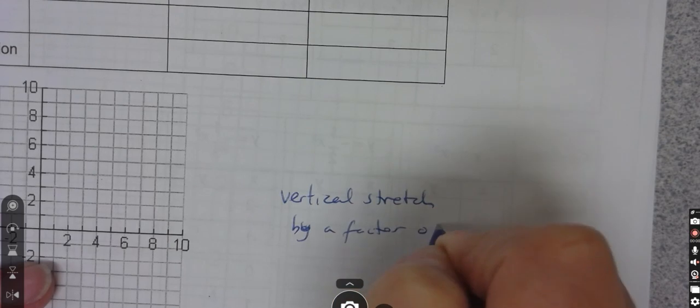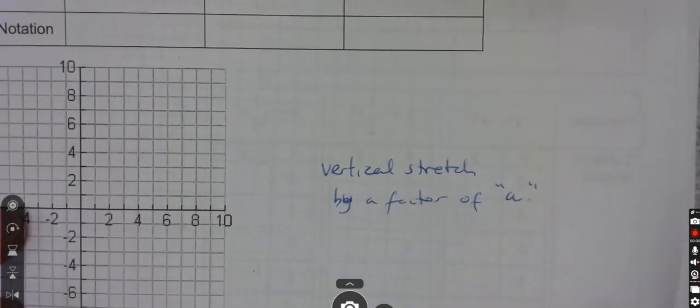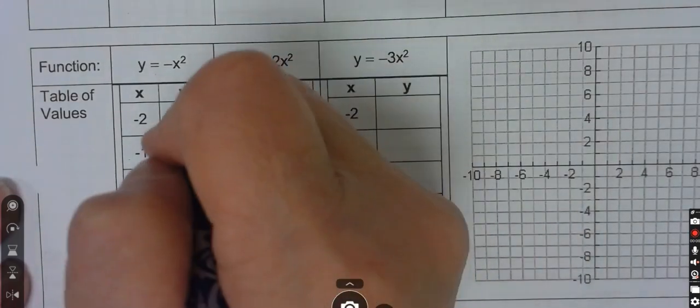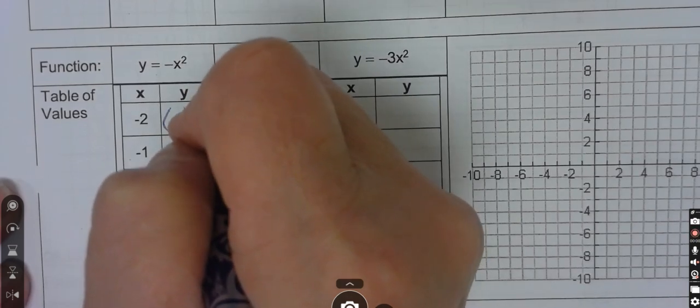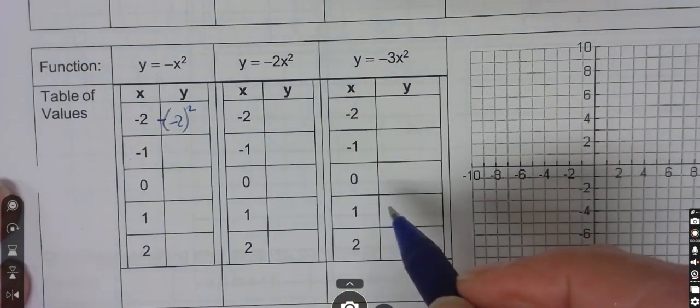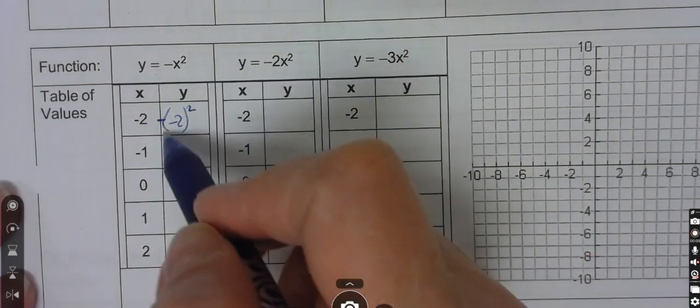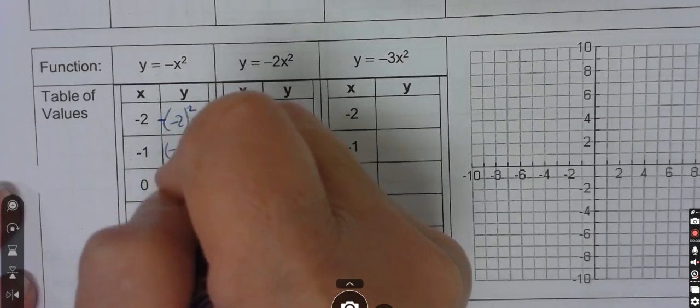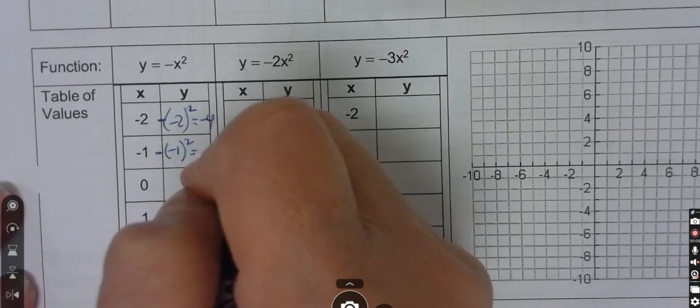So what we have is a vertical stretch by a factor of a. The word factor just means multiplication. So multiplying by a. And then the other thing that we saw with a is that if a is negative, then that is called a vertical reflection. So all that means is take your table of values, input your x, and then turn it negative. So input your x into x squared and turn it negative. This part here is going to be 4 with a negative in front, negative 4. This part here is going to be positive 1, but there's a negative in front, so negative 1.